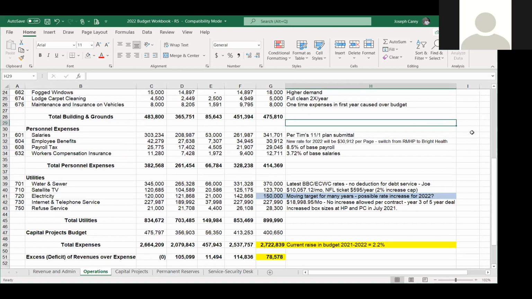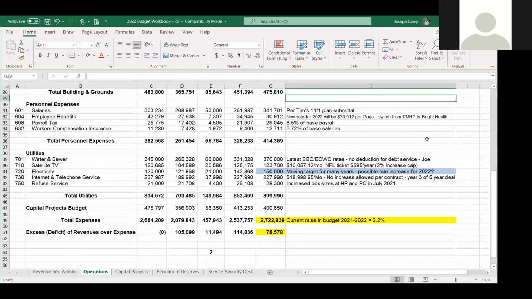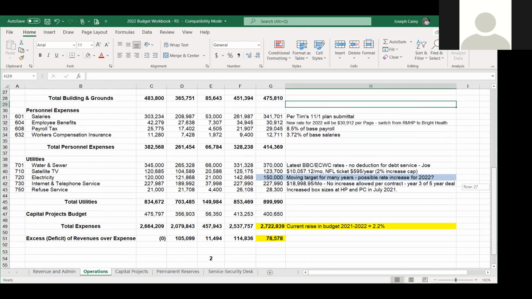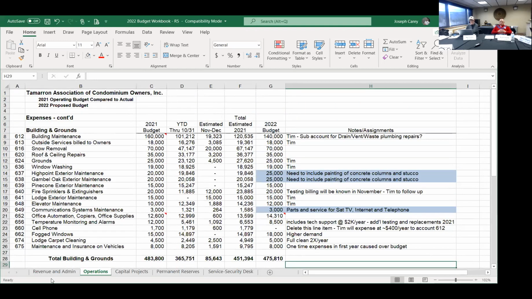Is the option we're looking at right now figured at 2% or 3%? Joe suggested 3. I've got 3% plugged in.